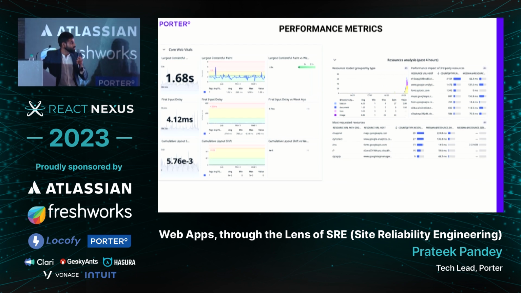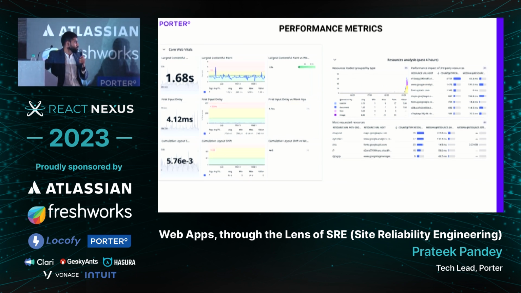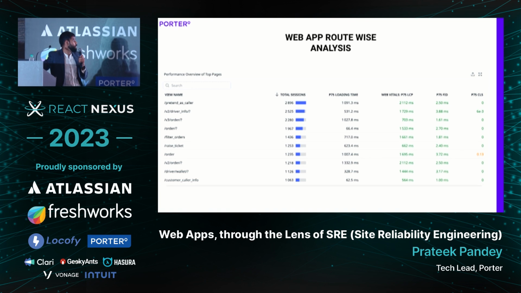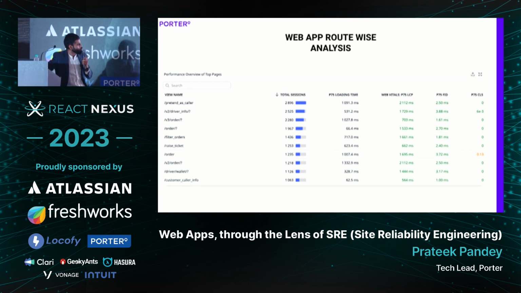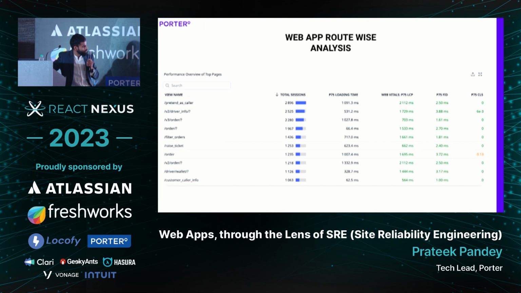Okay, this is performance metrics, same. These are web, so there we are analyzing all the routes in our application. The routes do not look very nice, but this is route-wise analysis of our loading, P75 loading time, web vitals, and so overall a complete anatomy of your web app.